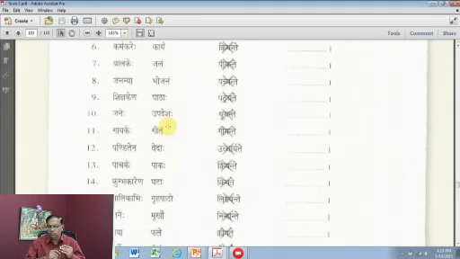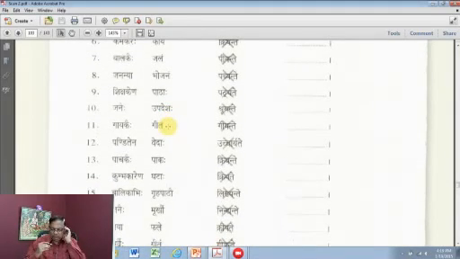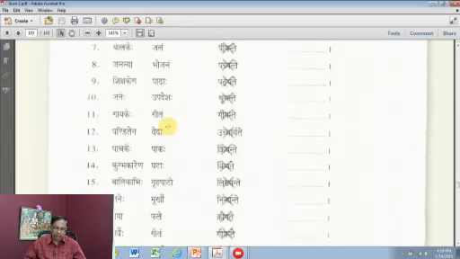10. Janaihi upadeshaha shruyate. Instruction is heard by the people. We stop here to take up Subhashita. Shruyate will be the answer. We stop here.